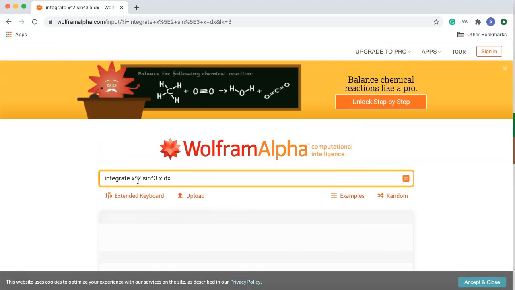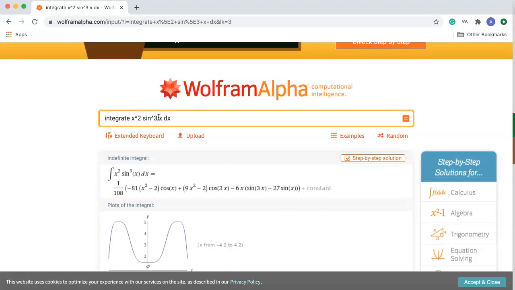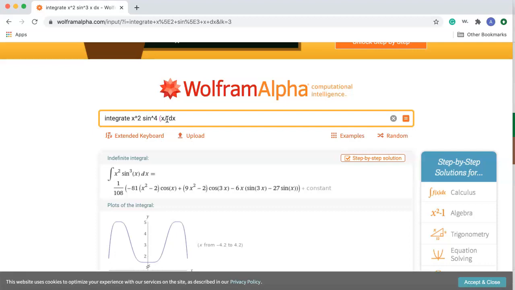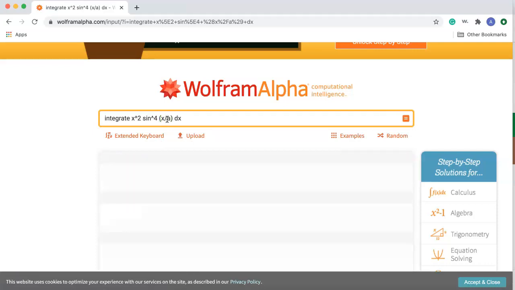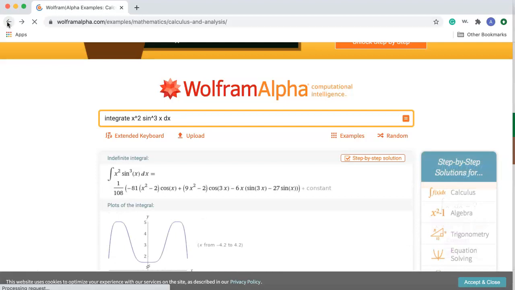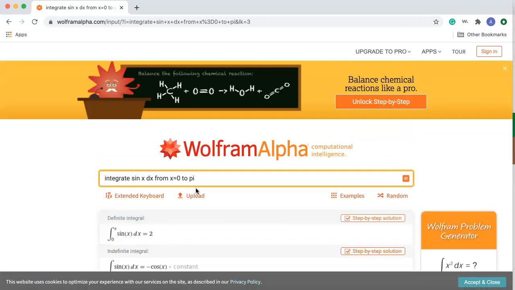So this is the integral of x squared sine cubed of x, and it's an indefinite integral, and you just calculate that. If you want to change something and insert parameters, let's say sine squared or sine to the fourth of x over a, it's going to be very complicated if it manages to do it, but let's see. Yeah, it finds an answer that depends on a and x. So that's an indefinite integral. You can even use definite integrals, just put the range. So integral of sine x from x equals 0 to pi, okay, it calculates it.